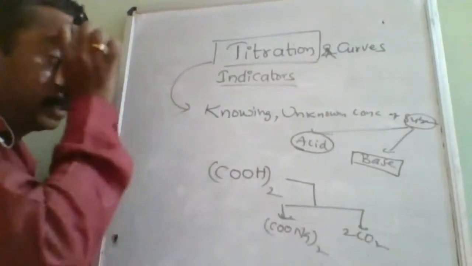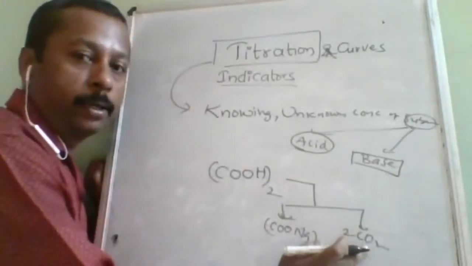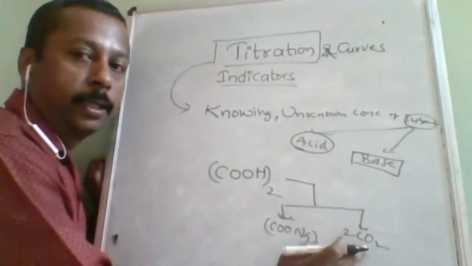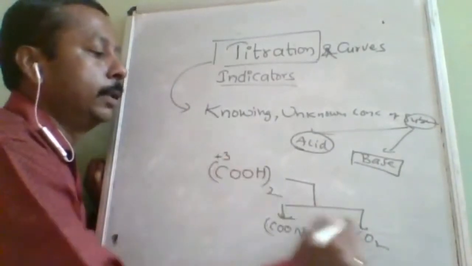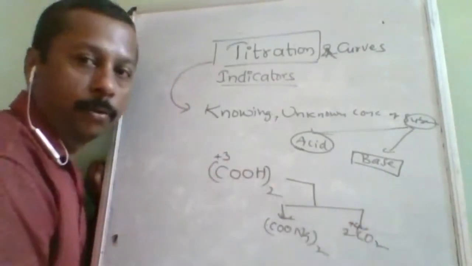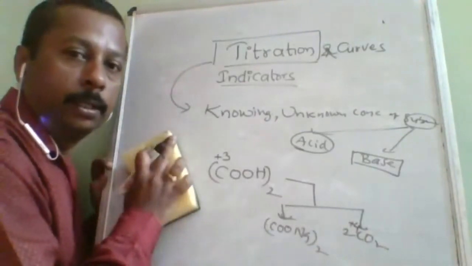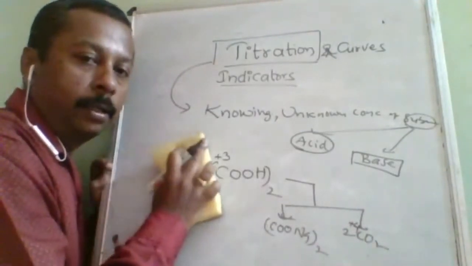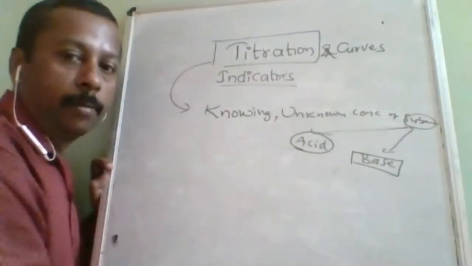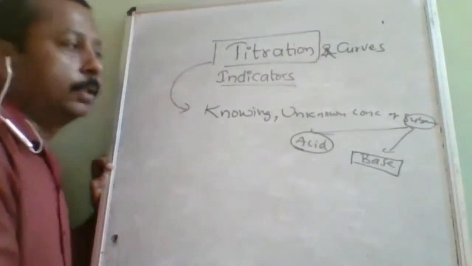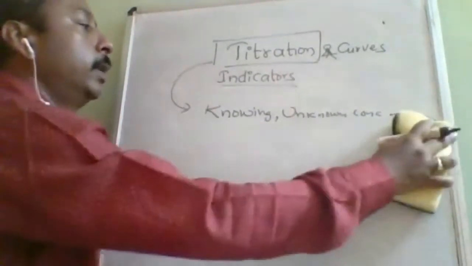Here we will use the acid base titration method. Here we will use the redox titration method because there is a change in oxidation number. Before the reaction it is +3, after the reaction it is +4. So depending on what change occurred during the reaction, for the same reactant, depending on the product it is giving, we will select. But in this chapter we are going to discuss only one type of titration, that is acid base titration.